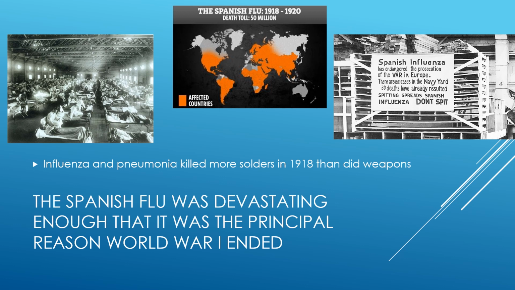Not only was the Spanish flu devastating, it pretty much was the whole reason World War I ended. Both sides were so sick. And the death toll was 50 million at least. There were so many people unaccounted for, that's why it might be as high as 100 million. And you see some of these areas here they're talking about on these pictures how many sick soldiers there were, telling people not even to spit because of influenza. In fact, the Spanish flu killed more people in 1918 than weapons did on both sides.